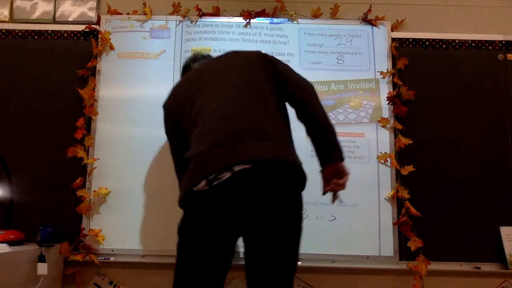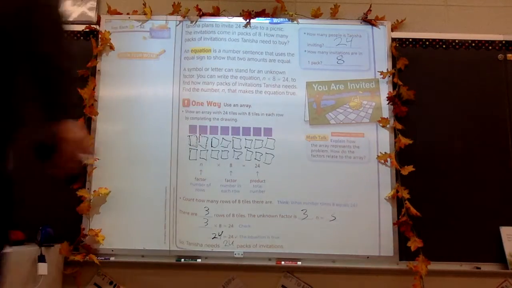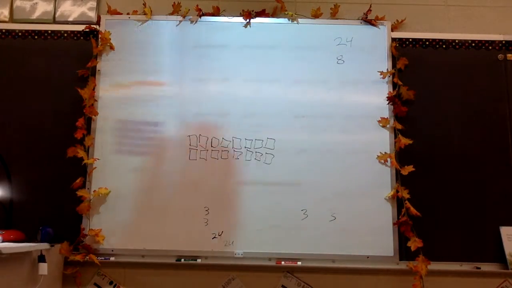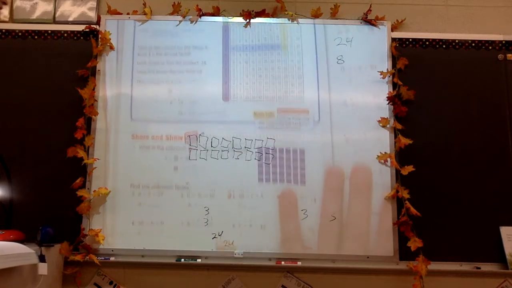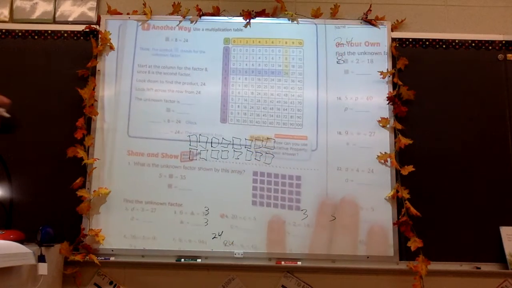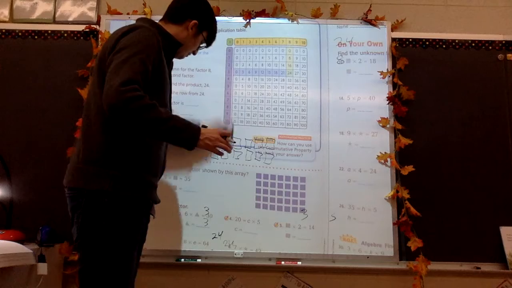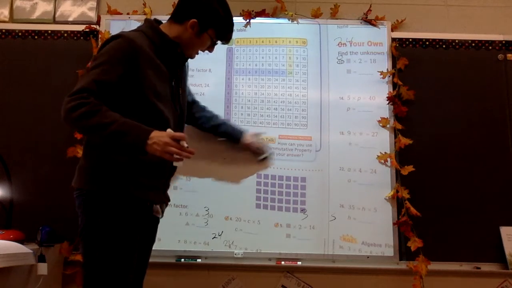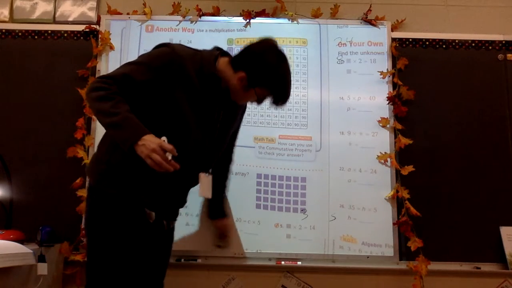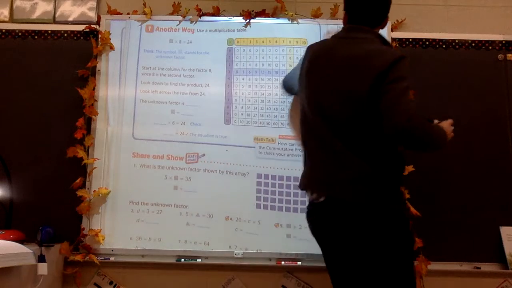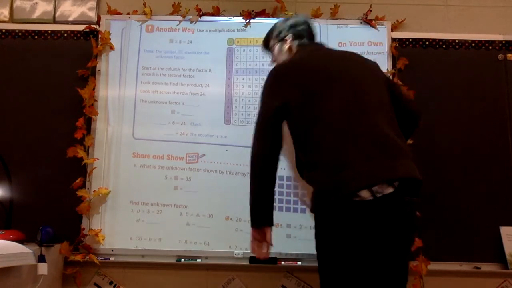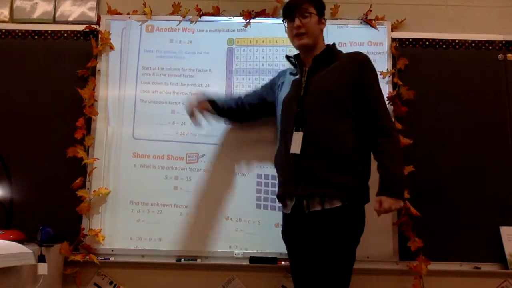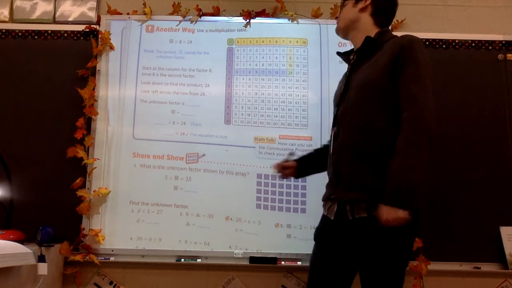Alrighty, moving along here. Turn to the next page. Page 186. They'll be showing us another way that we can solve problems like this, where we have an unknown factor. So, same problem. We have an unknown factor times 8 equals 24.